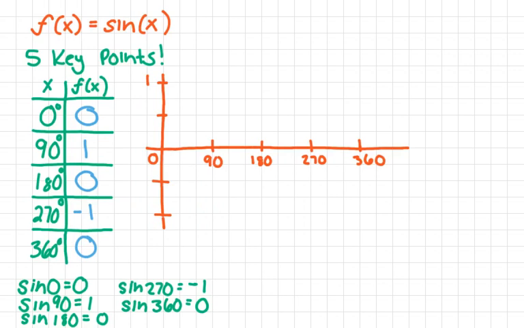If I go ahead and plot these points, I can see the basic curve of a sine graph start to form. 0, 0, 90, 1, 180, 0, 270 is at negative 1, and 360 back to 0. From here, I can connect my dots and see my basic parent function for the sine curve formed.